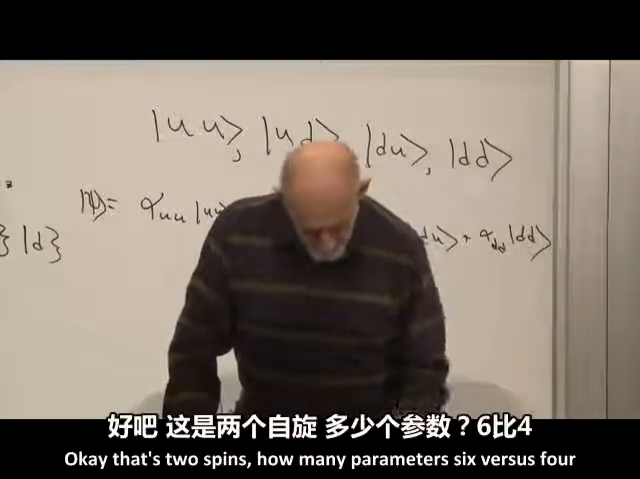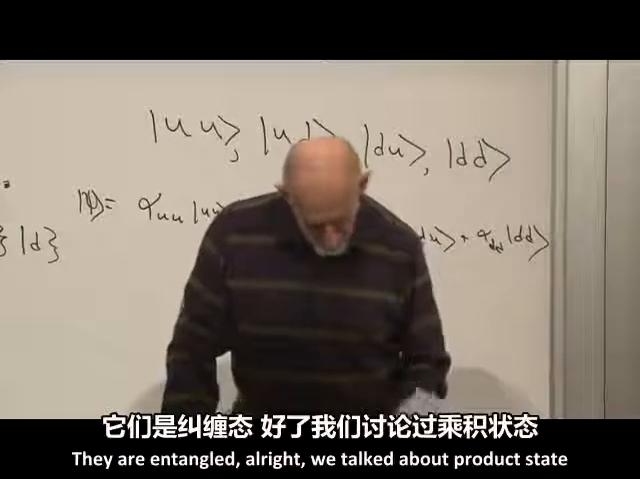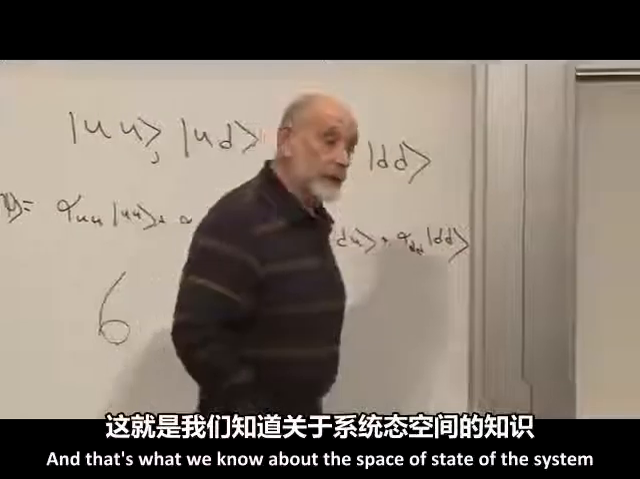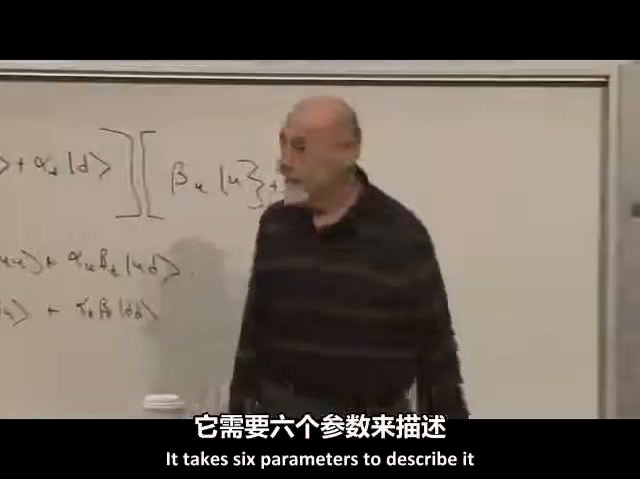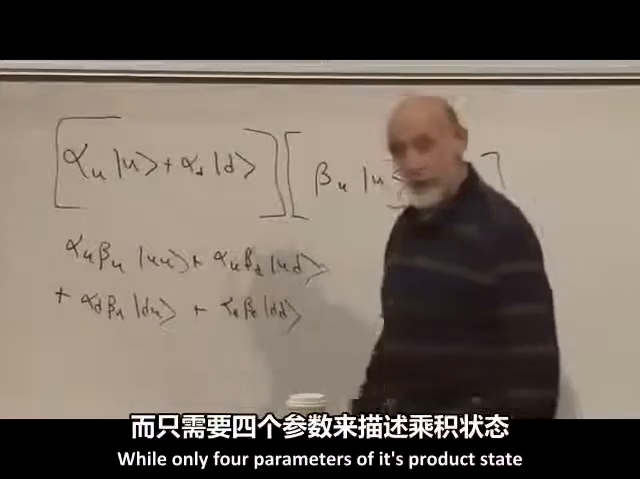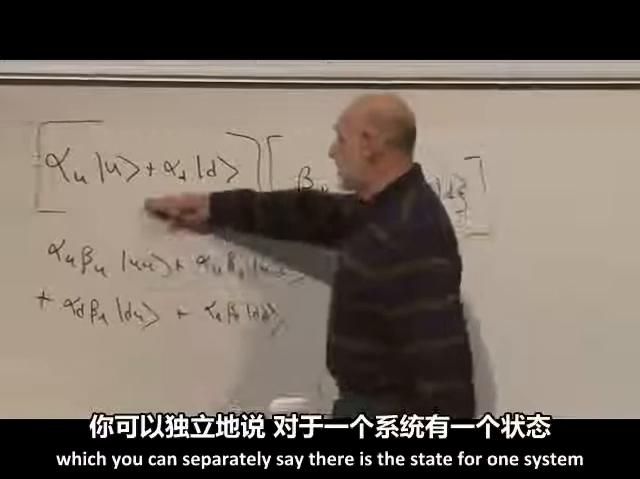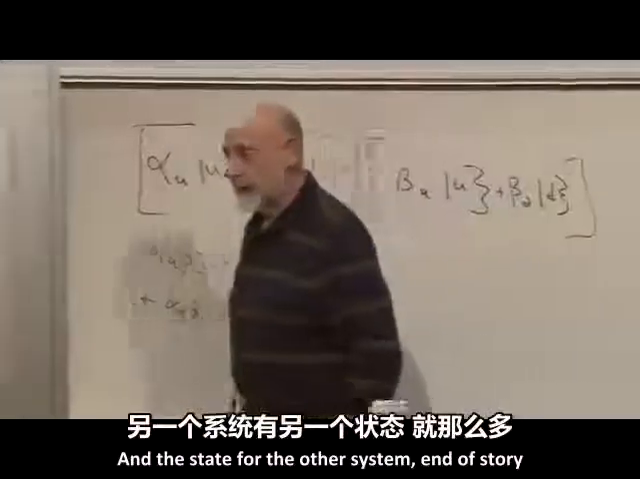Okay, so that's 2 spins. How many parameters? 6 versus 4. They're entangled, right? We've talked about product states. And that's what we know about the space of states of this system. It takes 6 parameters to describe it, but only 4 parameters if it's a product state. Product states are the ones for which you can separately say there's a state for one system and a state for the other system. End of story.